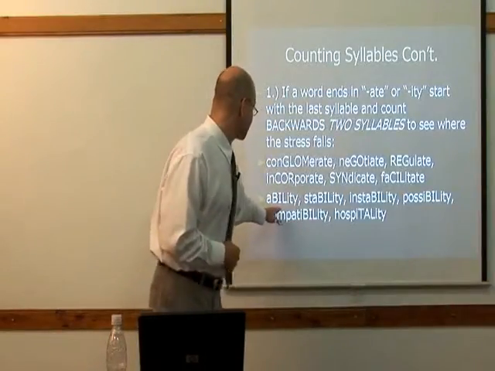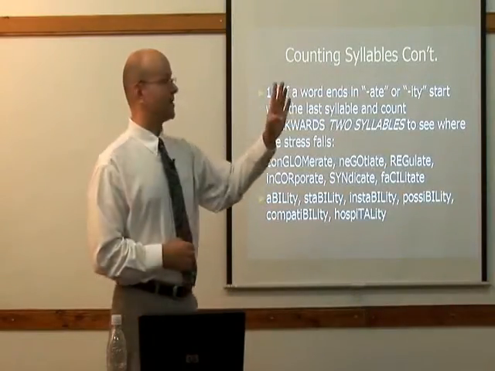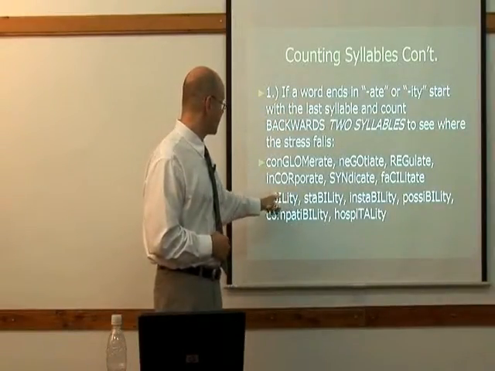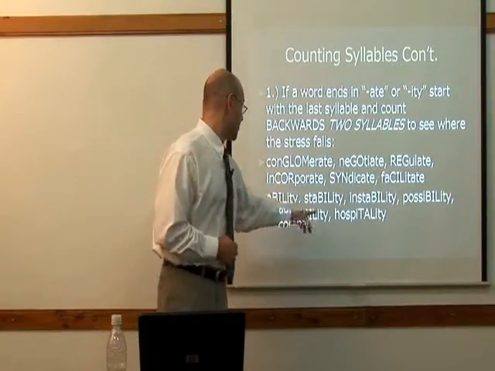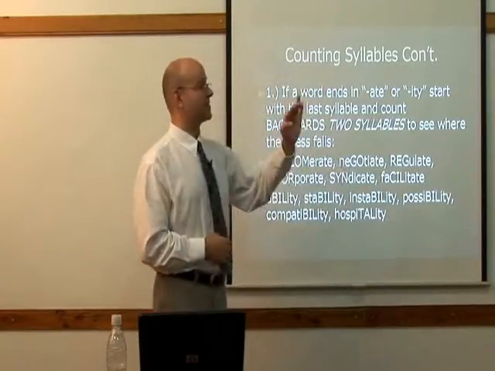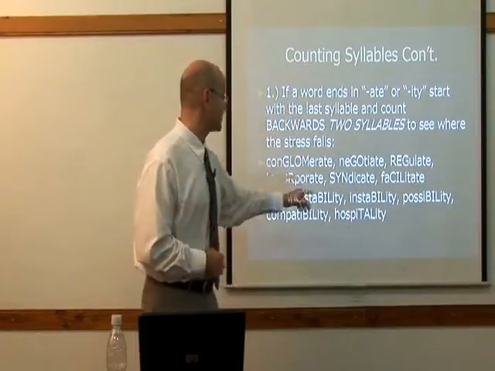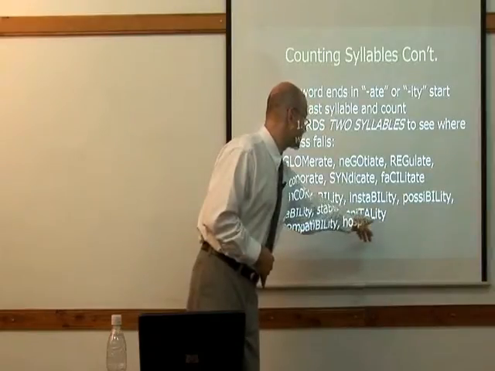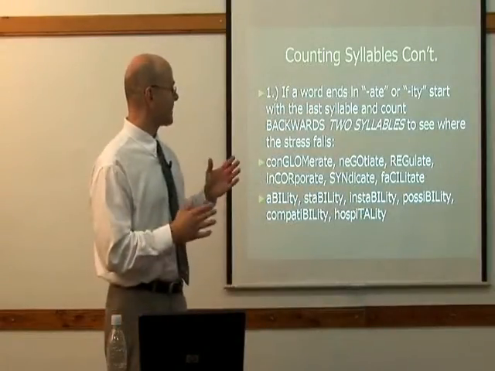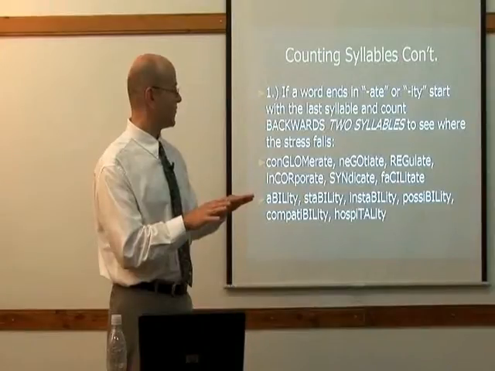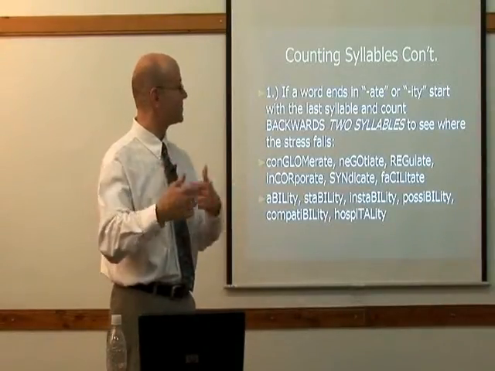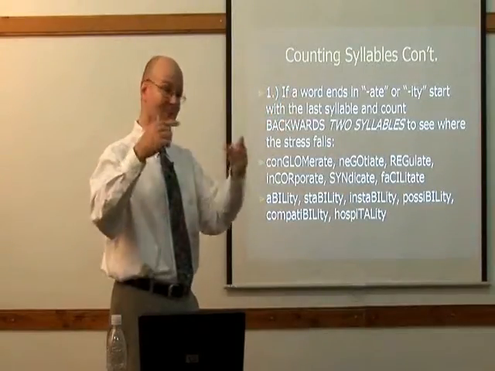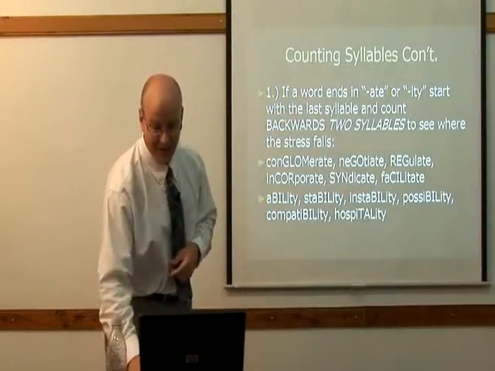ITY, these are some examples of ITY. Ability has 4. Start at the end and count back 2. 1, 2, and that's where the stress is. Or hospitality, hospitality has 5, but the rule is the same. Start at the end and count back 2. 1, 2, and that's where the stress is. And so, again, these are just rules for a base, and then as students start recognizing other words that end in ATE and ITY, the rhythm of the language should take us from there.